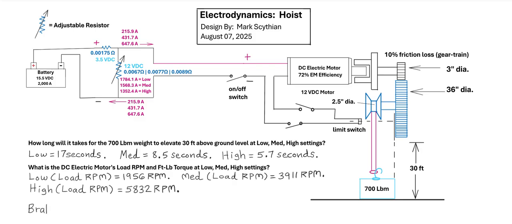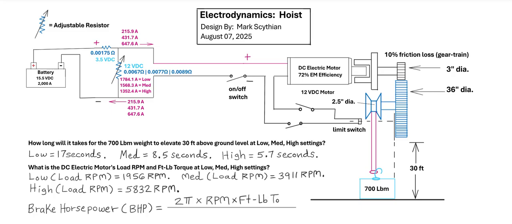Now next we can calculate the foot-pounds torque, the load torque, the foot-pounds load torque at low, medium, and high settings. So we have to first access the brake horsepower formula for engines and motors. So this is any drive line powered by an engine or motor. Its brake horsepower, its usable power, so that is 2 pi, the number of radians to 1 revolution, times the RPM, times the foot-pounds torque divided into 33,000, which is the number of foot-pounds per minute to 1 horsepower. 550 times 60 is 33,000.